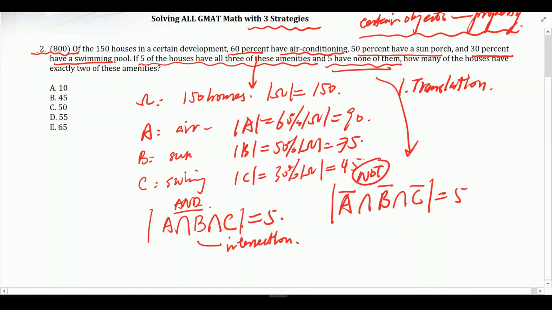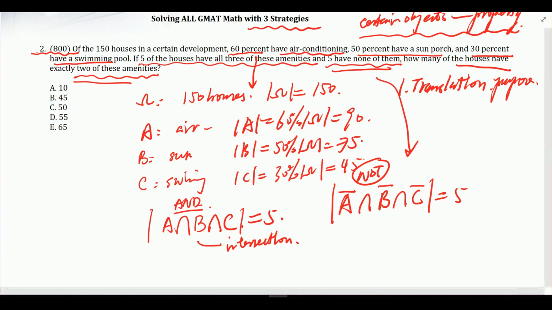The question is asking how many of the houses have exactly 2 of these amenities. What the question is asking, I call this the purpose. I find it pretty hard to translate it directly into mathematical language. So what should I do? One thing I can do is another way of translation. These are the old notation ways.